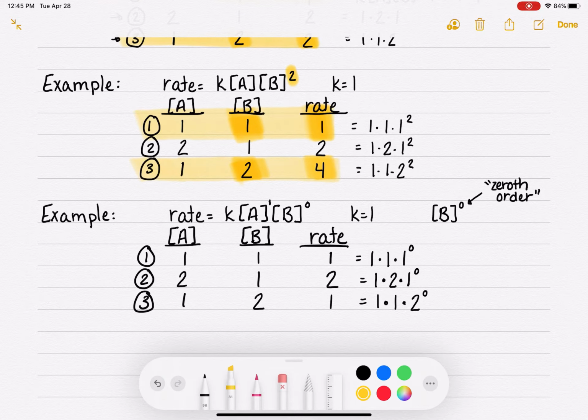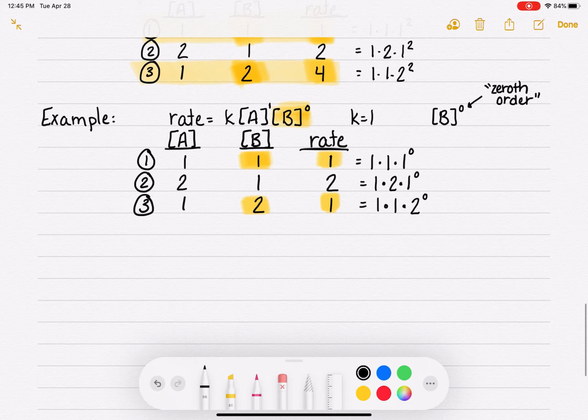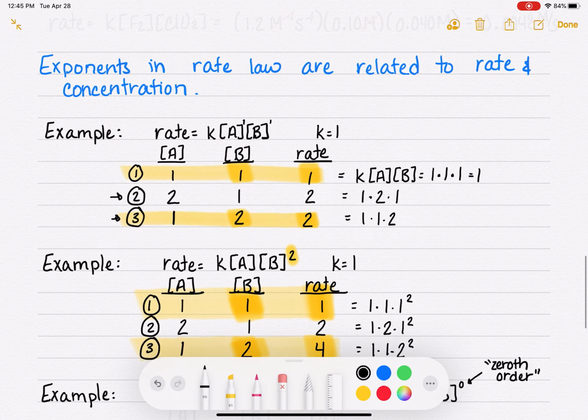So does that make sense? Well, if we are 0th order with respect to B, what does that mean? It means that that particular substance does not have any impact on the rate of the reaction. It doesn't matter how much we have. So for B, it does not matter if we have 1 molar or if we have 2 molar, it's not going to have any effect on the rate of the reaction at all. Isn't that awesome?